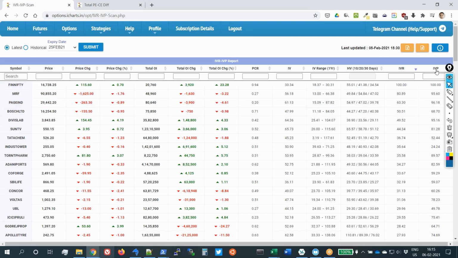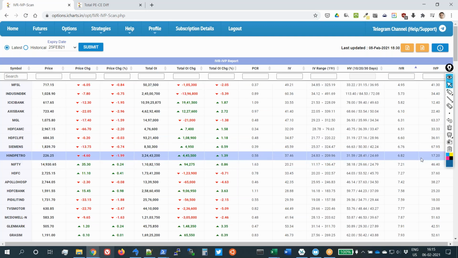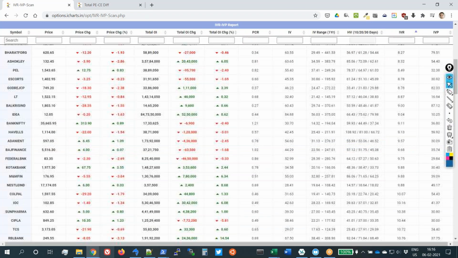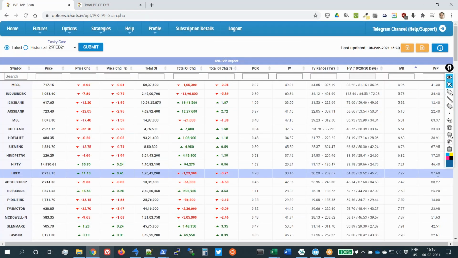And IVP also has to be above say 50 or 60. Higher the better. Option selling trades are taken when this is the case: IVR is above 50 and IVP is also on the higher side, above 50, 60, 70, whatever. And debit based trades, like buying vertical spreads or direct option buying, you do that when your IVR is very low. If IVR is low, IVP also has to be low.